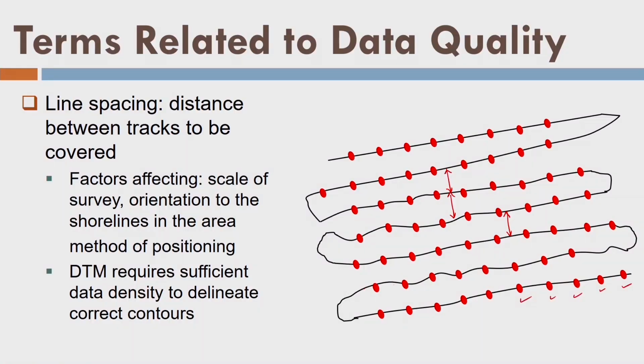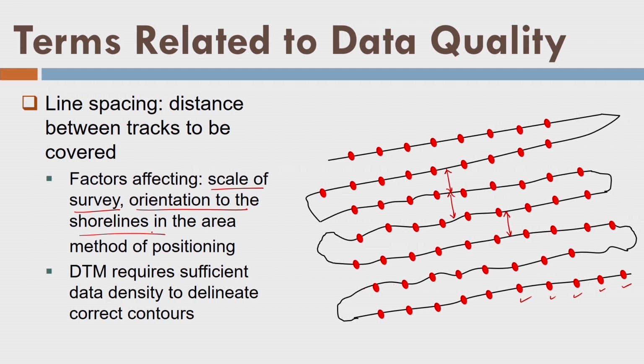So what are the factors that affect line spacing? One is the scale of the survey. As I told, if I have higher density of data points or higher accuracy of the data points, definitely line spacing should be smaller. What about the orientation of the shorelines in the area? Right now we assume that the shoreline is like this, and that's why we are starting from this starting point, and this end point here. So we're starting from shoreline with the boat here, and we are finishing our survey here at end point. So this orientation of the shoreline, that also decides the line spacing.